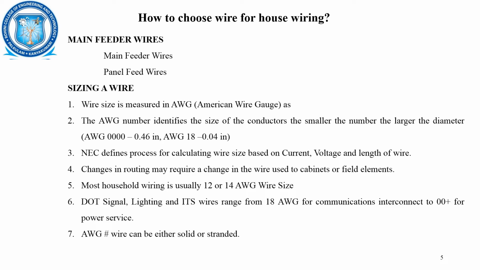Next, changes in the routing may require a change in the wire used. Most household wiring usually uses 12 or 14 AWG wire size. Signal and lighting wires range from 18 AWG for communications interconnect to 00 plus for power service. AWG wire can be either solid or stranded. It is purely dependent upon the application.